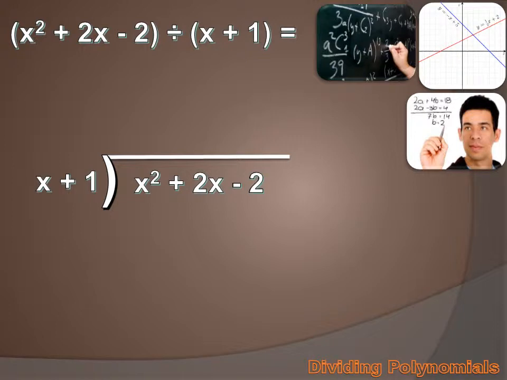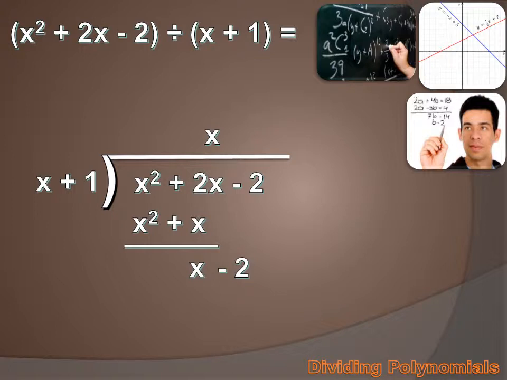And I've got to figure out, what do I multiply this x by so that I can eliminate this x squared? Well, if I multiply by x, I'll be subtracting x squared from x squared. So that's what I'll do. I'll multiply x times x plus 1. When I do that, I get x squared plus x. Now, when I subtract those two, my x squares cancel out, and 2x minus x is just x. Now I've got to bring down that 2. And I've got x minus 2.